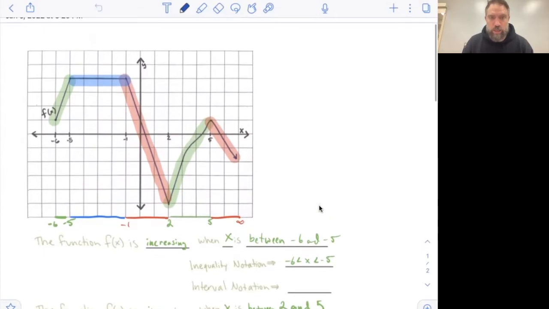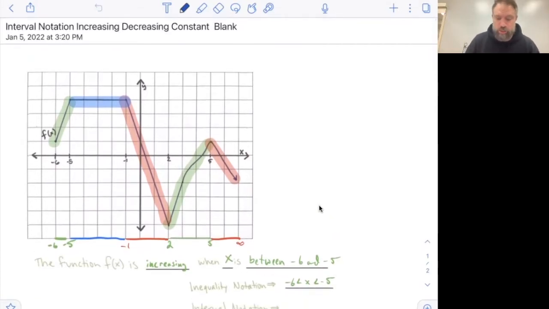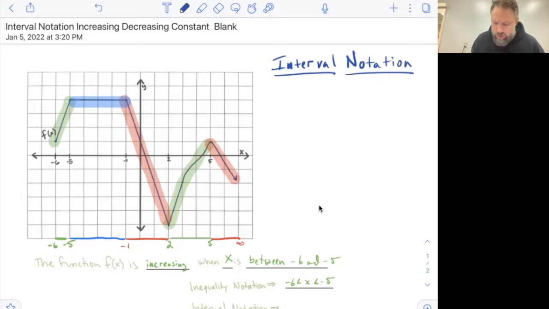Okay, so today we're going to talk about interval notation. Make sure you copy these down. You can add this right onto your sheet where I'm writing it.